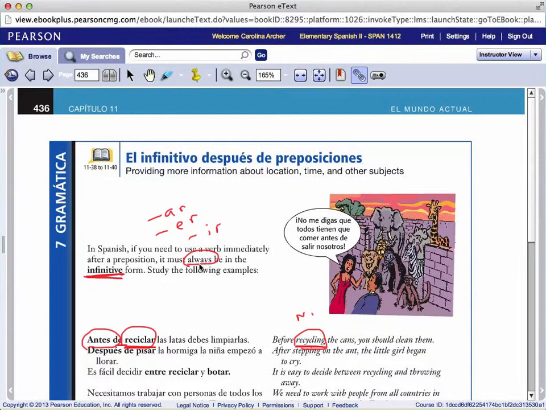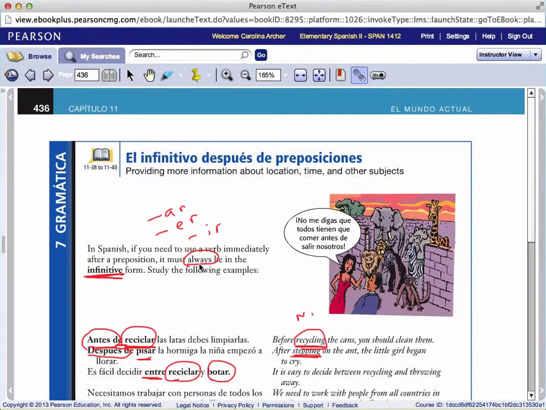Here's another one. Después de pisar la hormiga, la niña empezó a llorar. After stepping, here again we use the ing form, but we don't in Spanish. We use the infinitive. And by the way, this review is in the back of your book again in Appendix 3. Es fácil decidir entre, preposition, entre reciclar y botar.